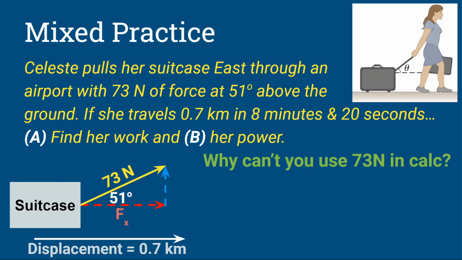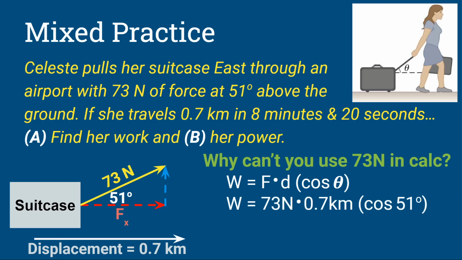So we can't use that 73 newtons in our calculations, other than to find the component. Please don't plug it in to the rest of the calculation, unless you're plugging it in here. If you're plugging it in here, then you're already finding the component, because when you do your force, 73, times the cosine of 51, you are finding Fx. So you can plug it in if you use that dot product equation, FD cosine theta. Otherwise, find the component and then just multiply it by the displacement.